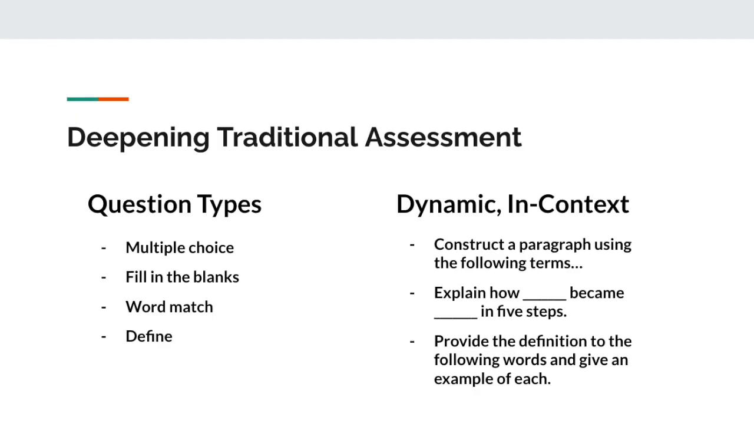Even if you are using a traditional assessment, there's ways that you can deepen it. Traditional question types, like multiple choice, fill in the blanks, word match, and defining terms, can be made more dynamic by putting them a little bit more in context. You can ask students to construct a paragraph using a list of terms. You can give them a number of steps in order to explain a concept, or you can pair definitions up with examples. These are just a few ways to elevate the level of thinking that you're asking students to do when they're sitting down to a test.